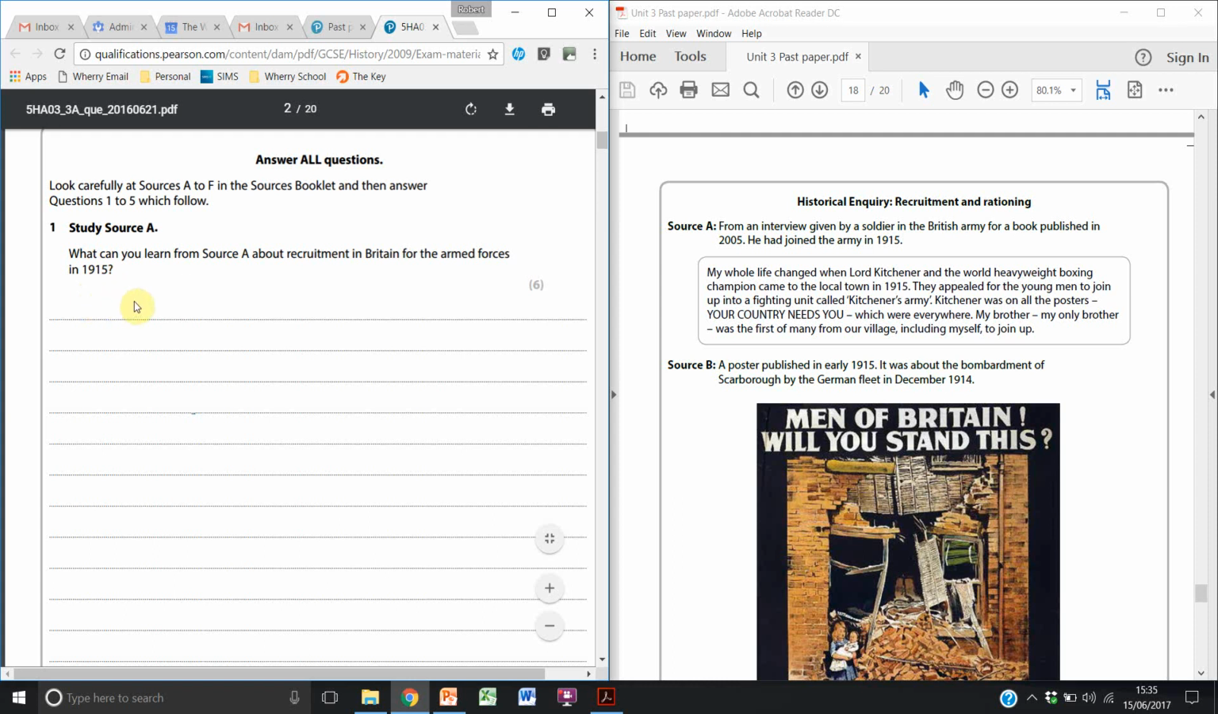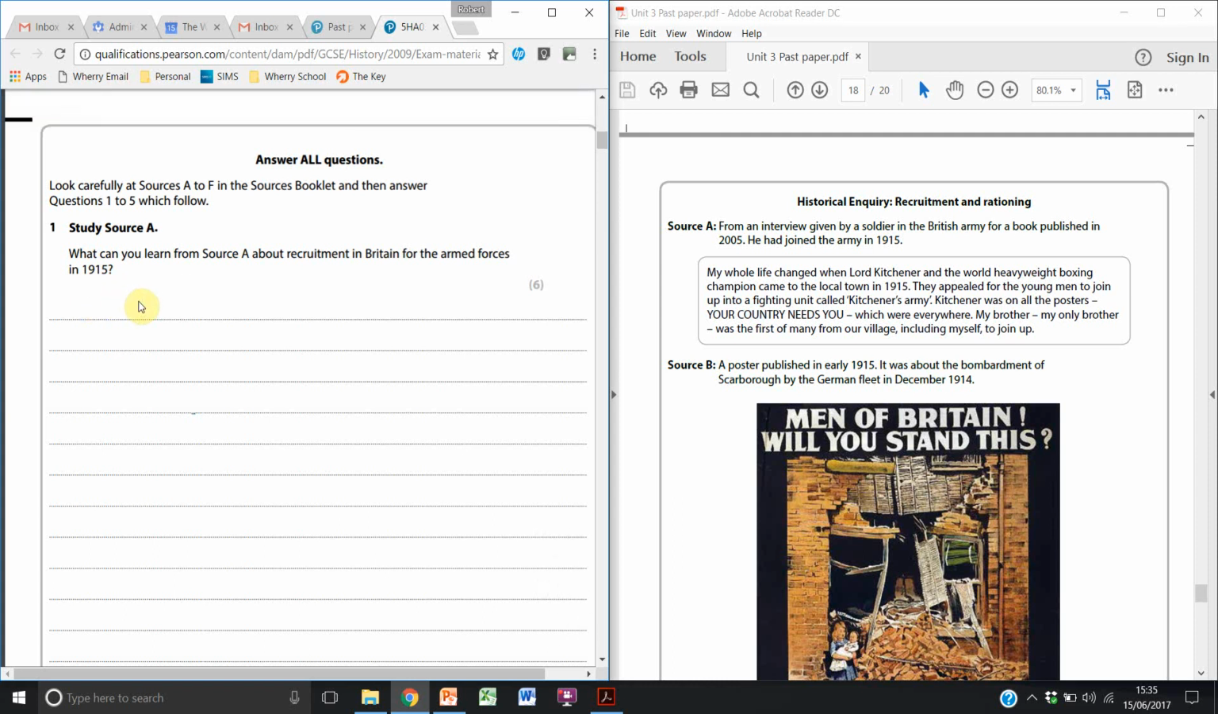And the question will say, what can you learn from source A about? And then it will be whatever the focus of the paper is. Now for last year's paper, the 2016 paper, it was looking at recruitment and rationing. So last year was focusing on key topic 3, which was the home front. Therefore, I think it's safe to say that this year the subject of the paper could be the suffragettes.